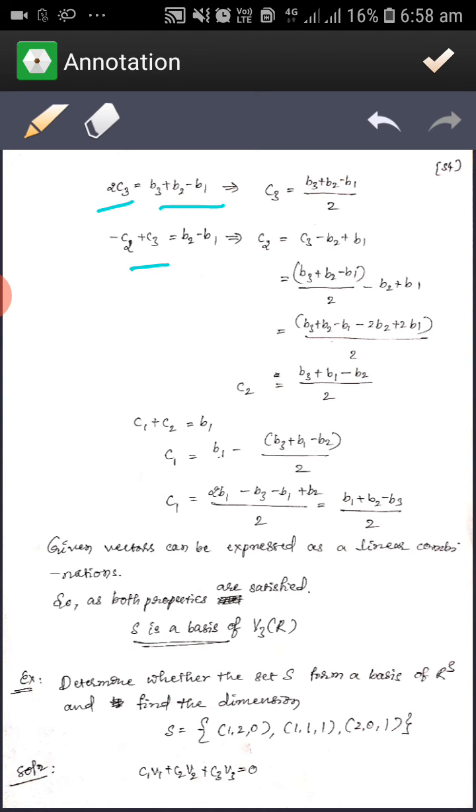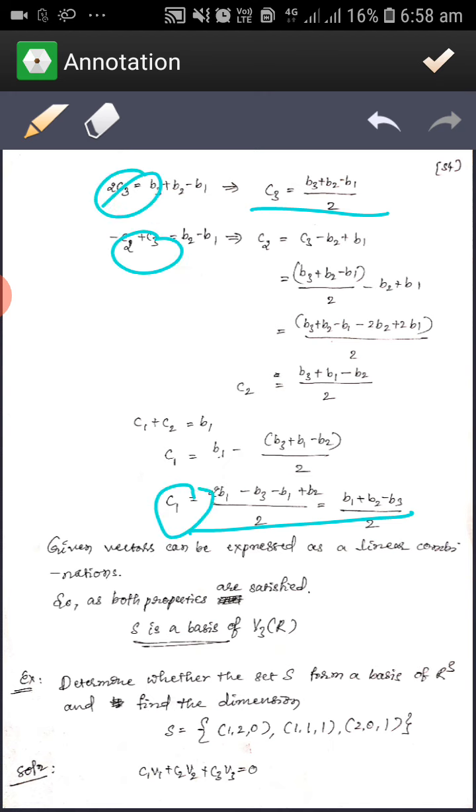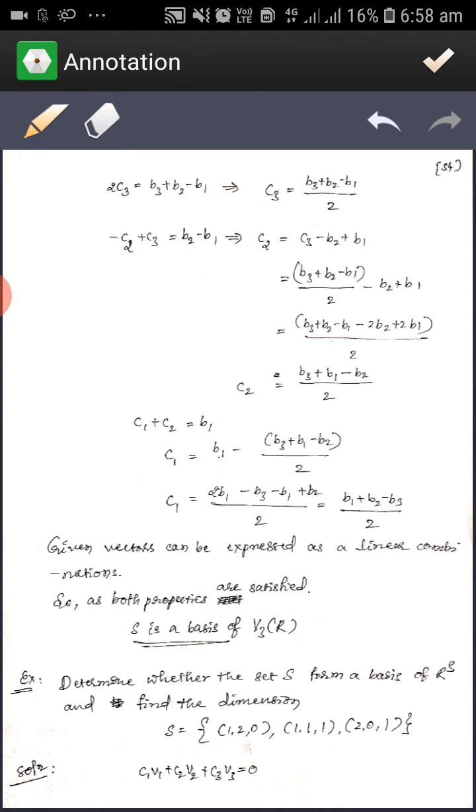So the given vectors can be expressed properly. We are expressing the b term in terms of the variables. Since the given vectors can be expressed as linear combinations, S is a basis of R3. Similarly, we will take another example.